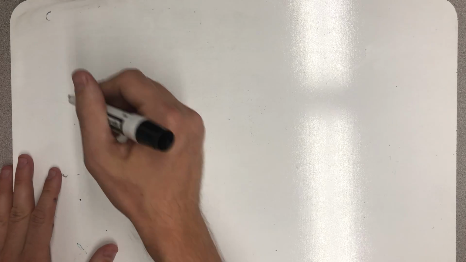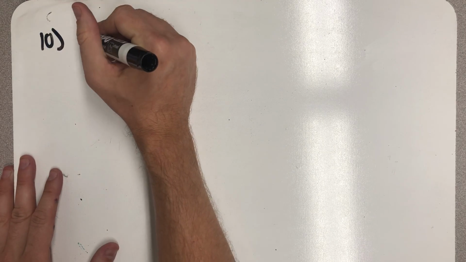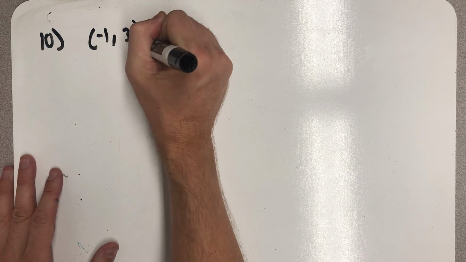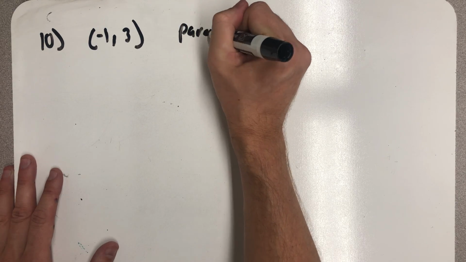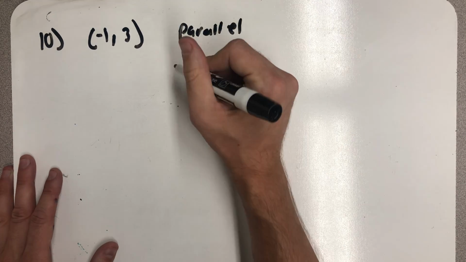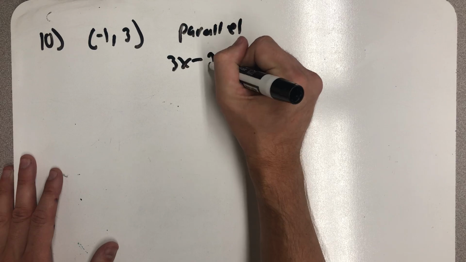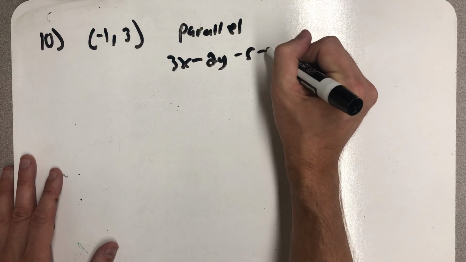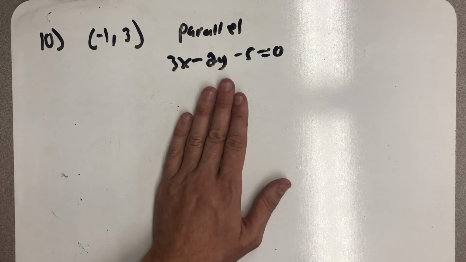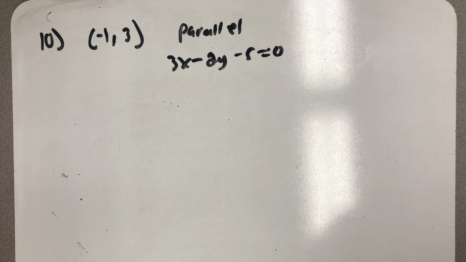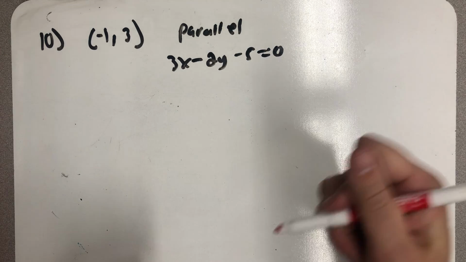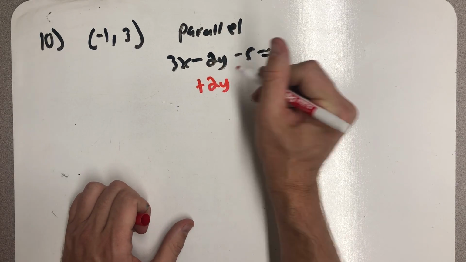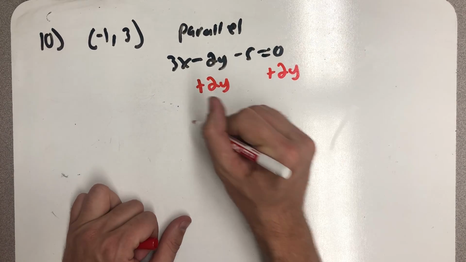So what I am given is (-1, 3), and I'm supposed to find a line parallel to 3x - 2y - 5 = 0. Well, I need to know a slope for this line. And the easiest way to find the slope of this line is to put it in its slope-intercept form, to solve for y. Because then I'll see that nice, happy y = mx + b format.